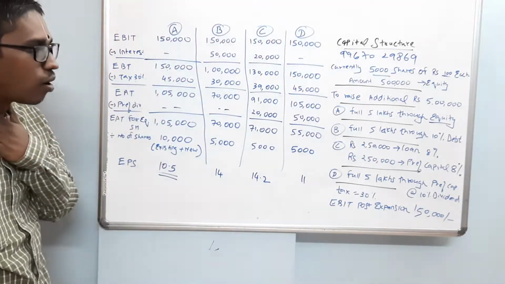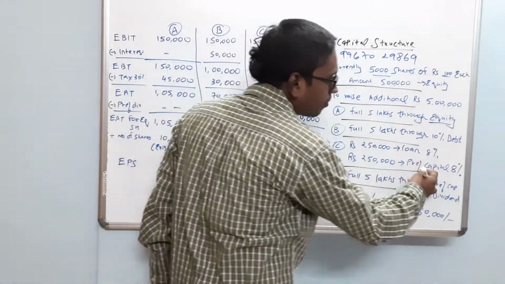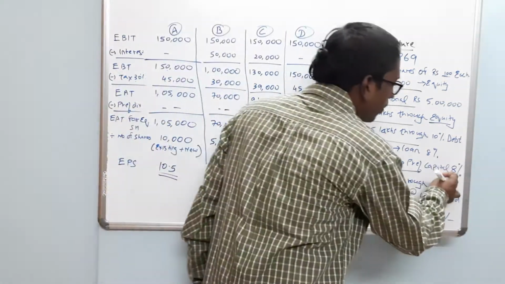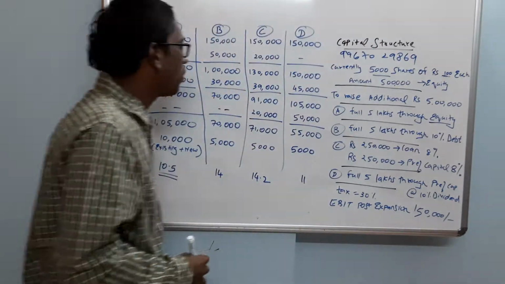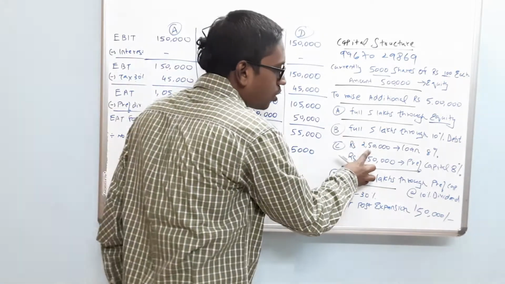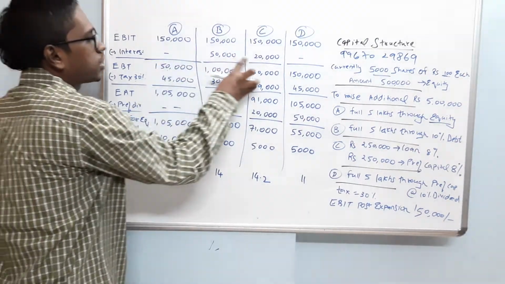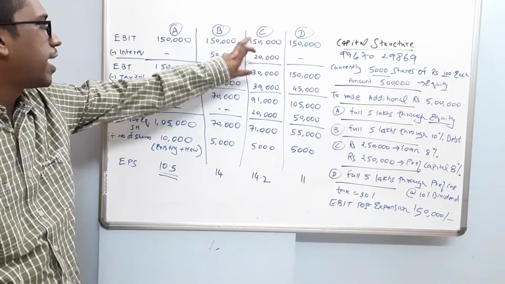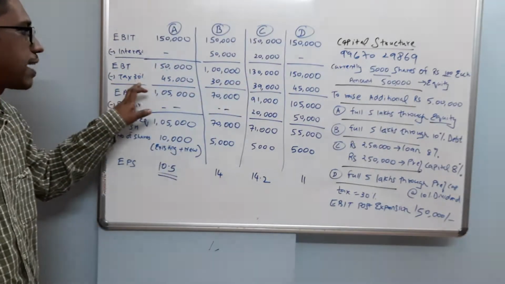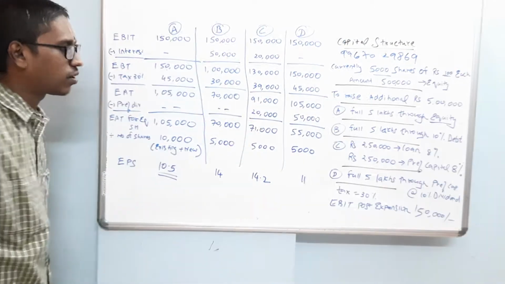Option C says to raise rupees 5 lakhs, we will have 2.5 lakh of loan and 2.5 lakhs of preference capital. On loan we will pay 8% interest and on preference capital we will pay 8% dividend. Now, EBIT is 1.5 lakhs. 2.5 lakh is the loan on which you pay 8%. So 8% of 2.5 lakh is 20,000. So interest is 20,000. After deducting interest, your EBT is 1 lakh 30 thousand. On 1 lakh 30 thousand, you pay 30% tax, which is 39,000. So 1 lakh 30 thousand minus 39 thousand will give us 91,000.